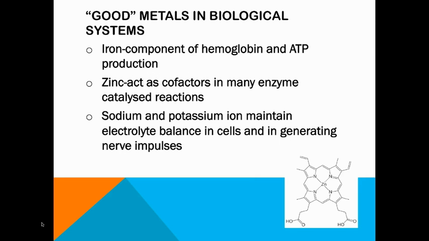There are good metals for the biological systems. Iron, for example, in heme, and it is also a part of ATP production. Zinc helps in many enzyme catalyzed reactions. Sodium and potassium are all important in generating nerve impulses.